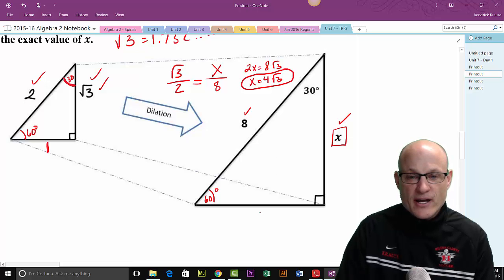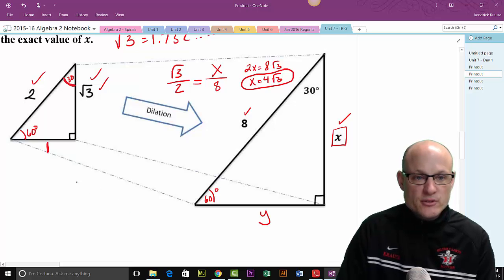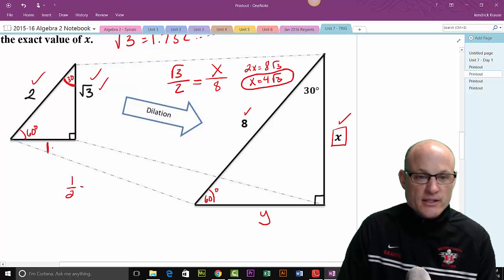If I wanted to find y, then I would use that same ratio. Well, I'd use this ratio. 1 is to 2 as y is to 8. Well, that should be pretty easy. That's just a half, so y has to equal 4 to make a half on that side.